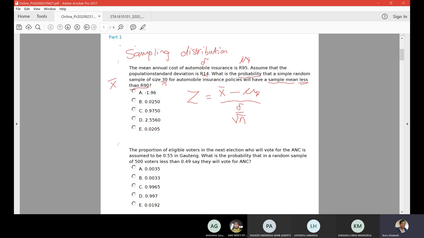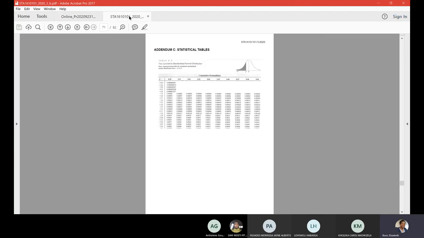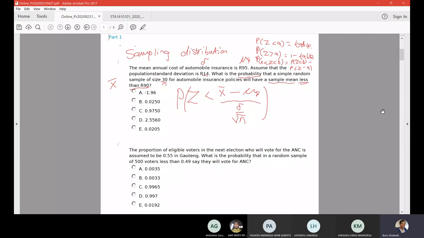We are told that the sample mean is less than 90. We always need to remember the following: for the probability of Z less than a value, that probability we find on the table. For the probability of Z greater than a value, we find it by 1 minus the value we find on the table. And for Z lying between A and B, we find the probability of Z less than B minus the probability of Z less than A. Since this is a less than, we're going to find the probability of Z less than a value, so we go to the table.